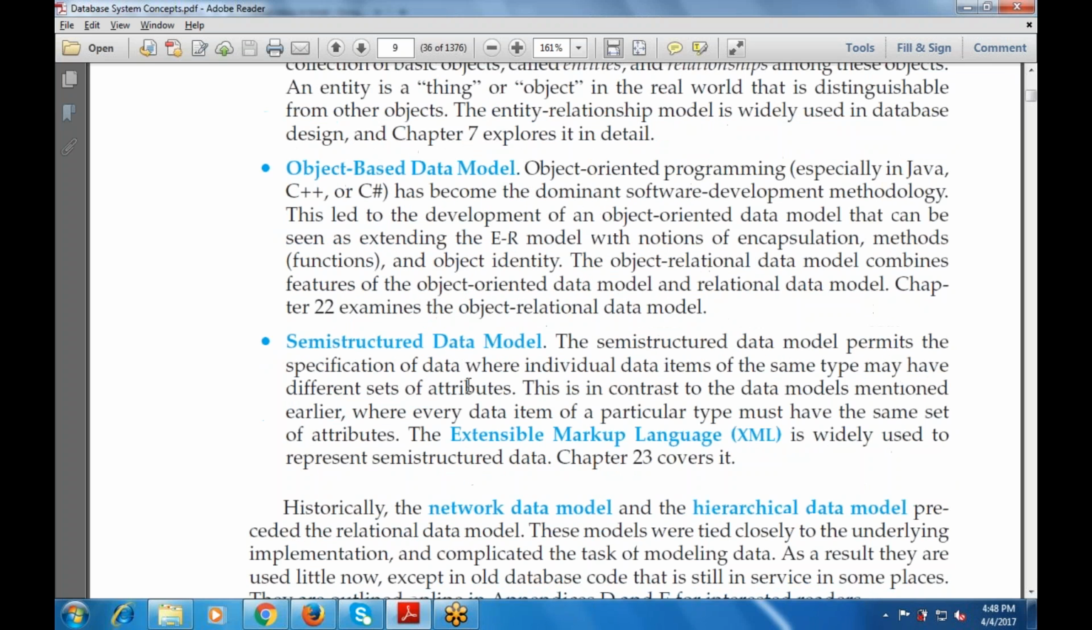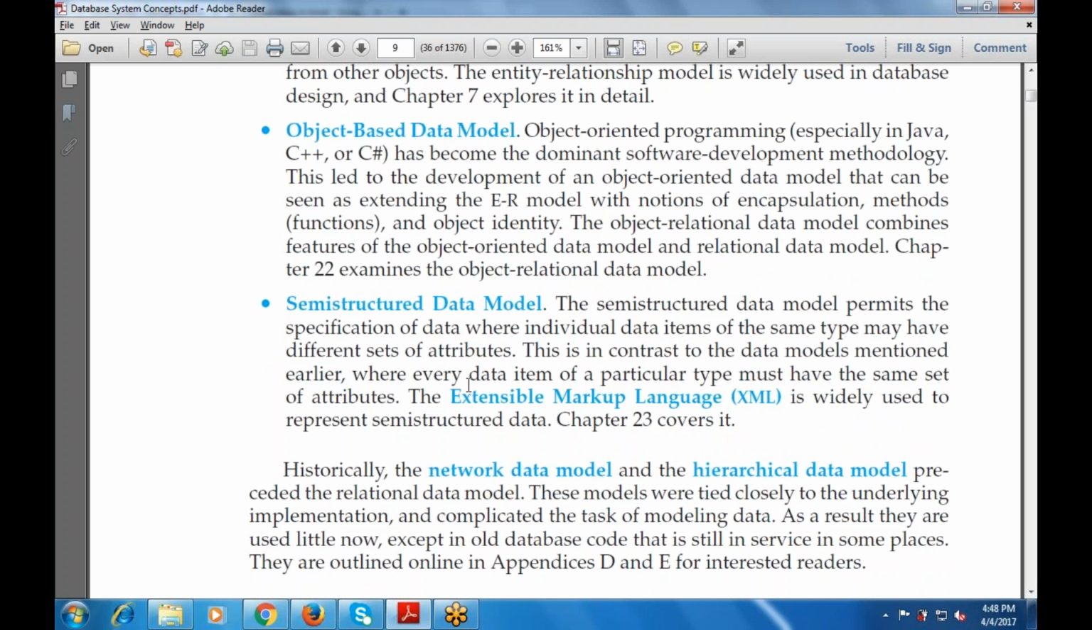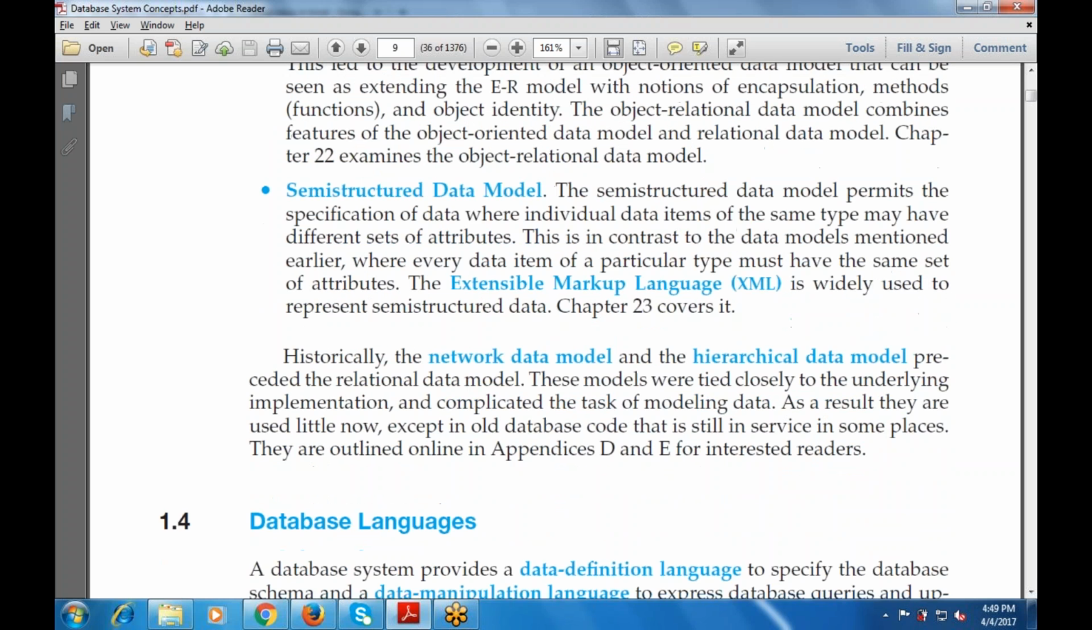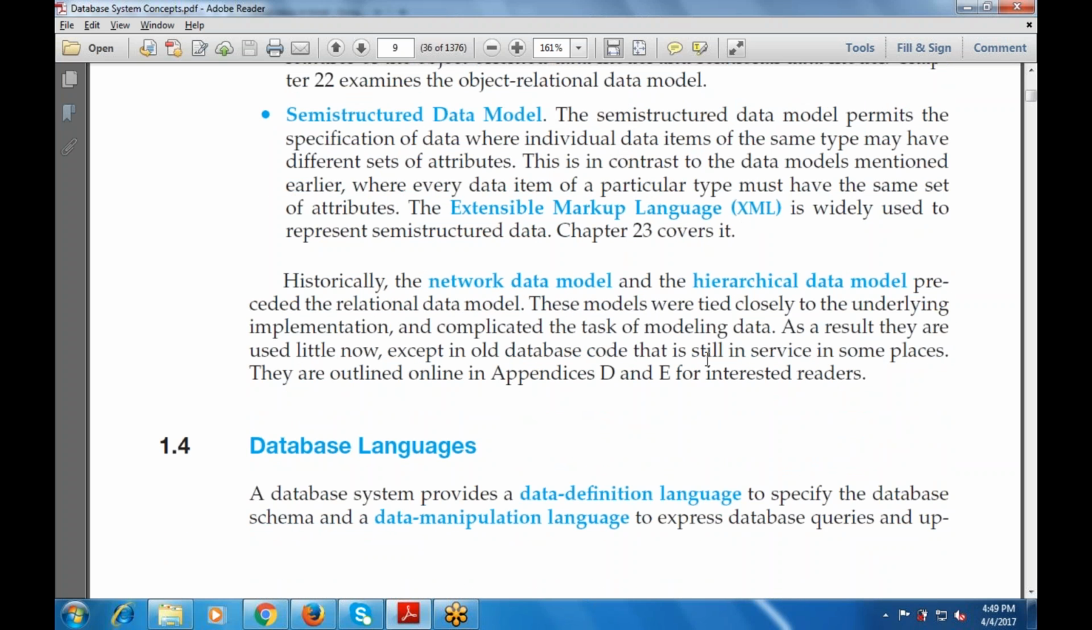that permits a specification of data where individual data items of the same type may have a different set of attributes. This is in contrast to the data models mentioned earlier, where every data item of a particular type must have the same set of attributes. And XML is widely used to represent semi-structured data. Other models include the network data model and the hierarchical data model.